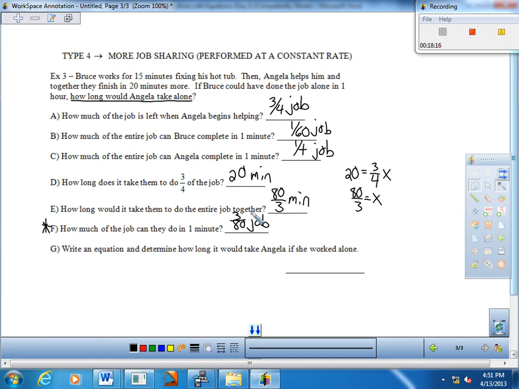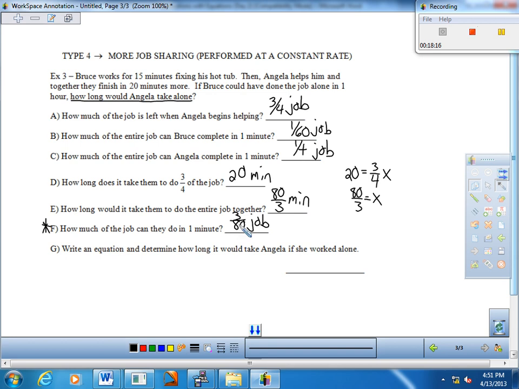Interesting. Okay, because we had to work on that piece. We didn't know how long it would take them to do the job together. And now we can apply it as a rate. How much can they do in a single minute of time? And they can do 3/80ths of the job in a single minute. All right, guys, our equation's ready.